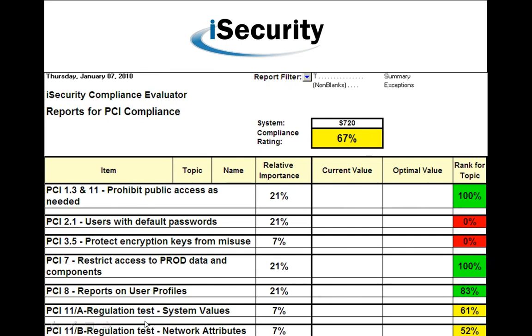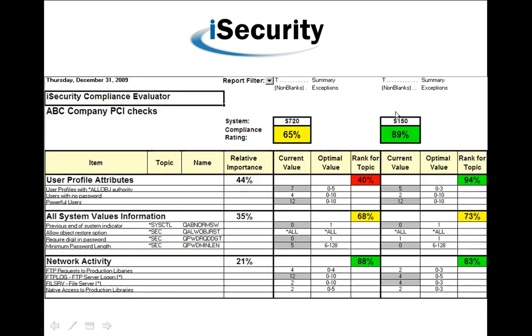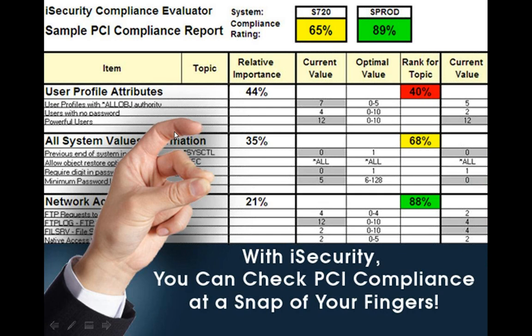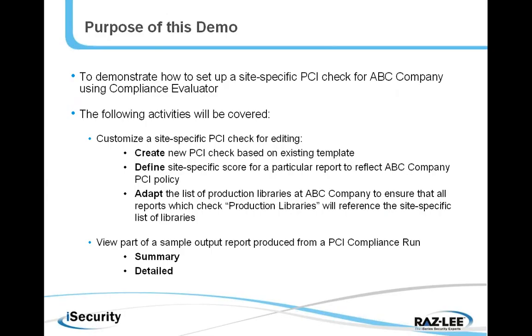Here we see all the different topics with their relative importance. These reports can run on 2 or more systems, as you can see here. This is a different report looking at topics called user profile attributes, system values, and network activity. In short, Compliance Evaluator can check your PCI compliance at the snap of your fingers.